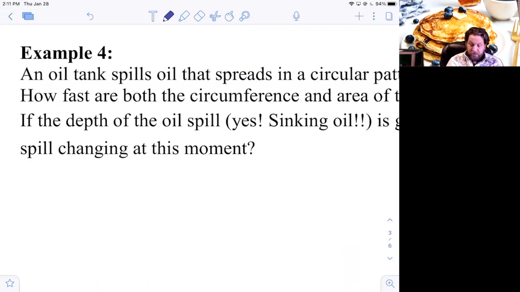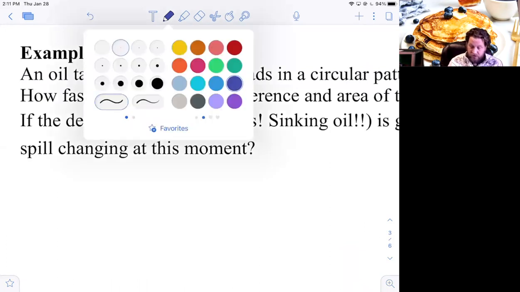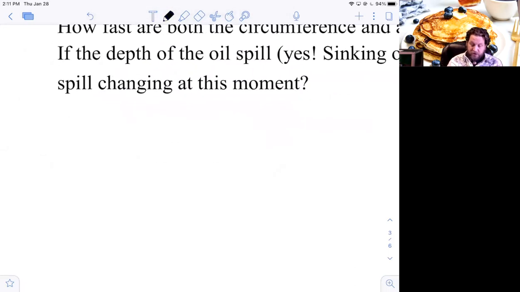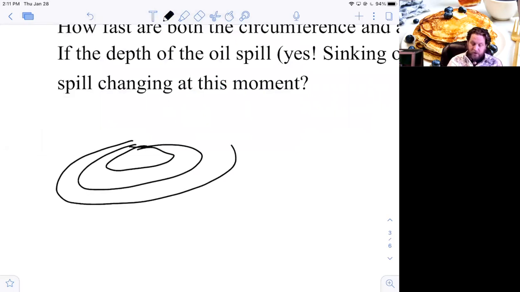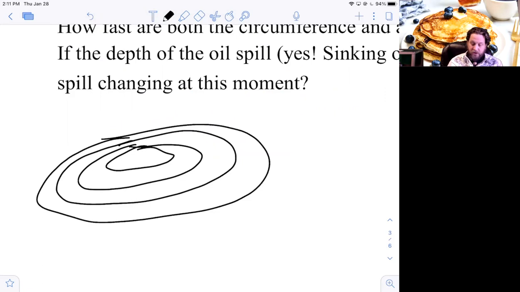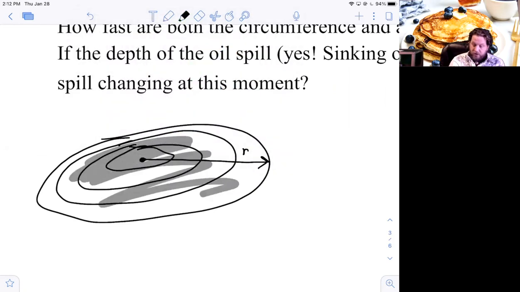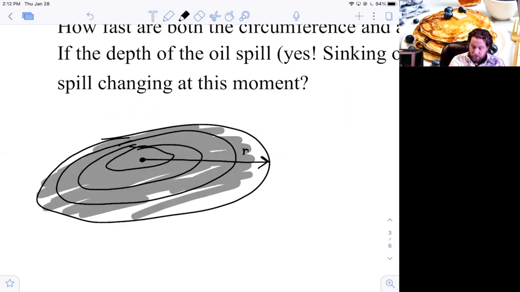So, drawing a picture here. I'll draw a picture of an oil spill, kind of at an angle, so it's going to look like that, and then maybe like that, kind of concentric circles, but viewed from the side. So here would be the center of the spill, and then I'm just going to call that the radius R as it emanates out. And if you want to really make it kind of nice, you could shade it if you want.